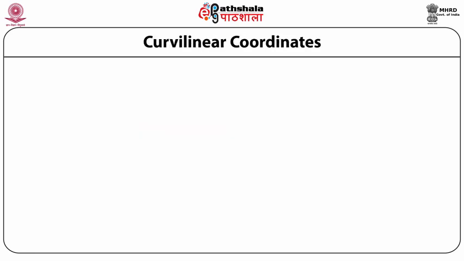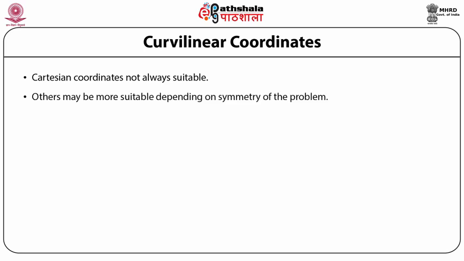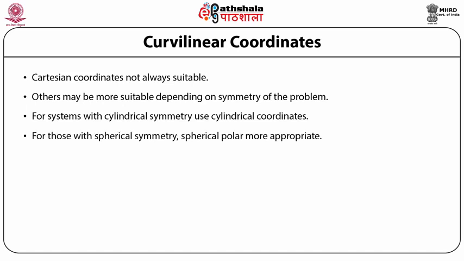Curvilinear coordinates. Now, a number of times, depending upon the symmetry of the problem, it is possible that the Cartesian coordinate system may not always be suitable. And in such cases, there might be other coordinate systems which might be more suitable, and like I mentioned earlier, this suitability generally depends upon the symmetry of the problem. So for systems which have a cylindrical symmetry, it is more convenient to use the cylindrical coordinate system, while for systems which have a spherical symmetry, it is better and more convenient if the spherical polar coordinate system is used.